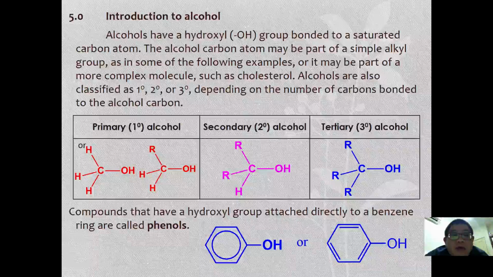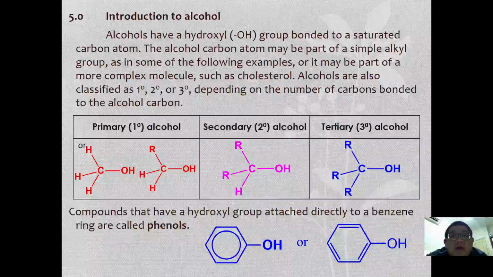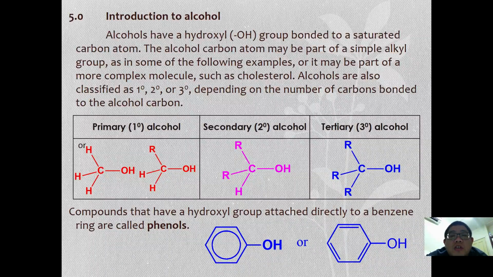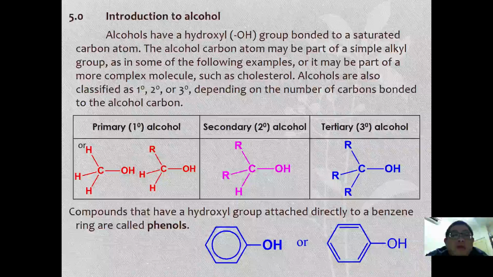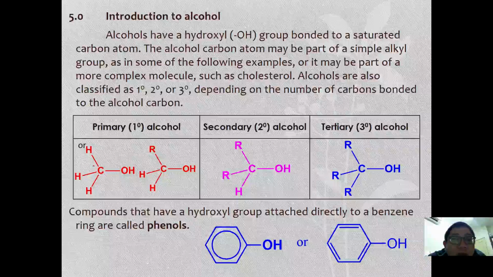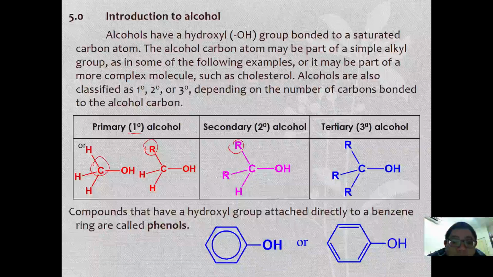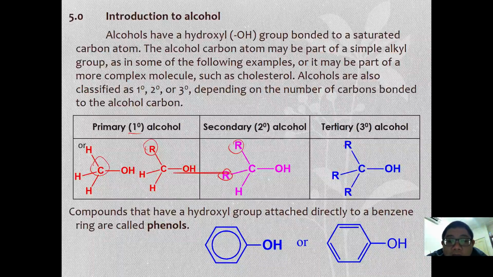Now, alcohols have a hydroxyl group of OH bonded to a saturated carbon. The alcohol carbon atoms may be part of a simple alkyl group as in some of the following examples, or may be part of a more complex molecule such as cholesterol. Alcohols are classified as primary, secondary and tertiary alcohol depending on the number of carbons surrounding the alcohol carbon. Therefore, if the alcohol carbon is surrounded by no carbon or one carbon, we call it a primary alcohol. If it is surrounded by 2 carbons, we call it a secondary alcohol. And if it is surrounded by 3 carbons, we call it a tertiary alcohol.